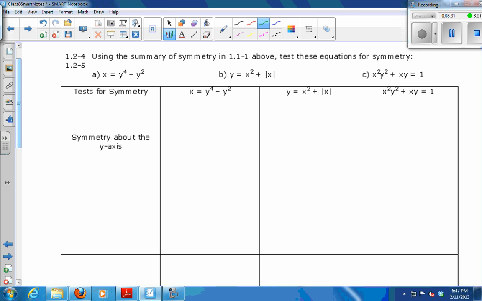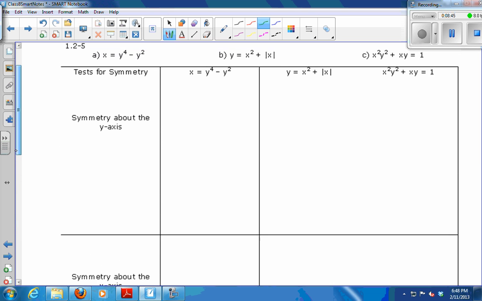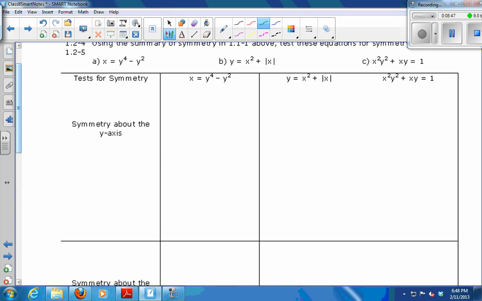Okay, so using the algebraic test for symmetry, I want you to test each of these equations for each of the three kinds of symmetry. Okay, find out what kind of symmetry each of these three has. Okay. Work on it in your groups. I will come around and help if you need it.